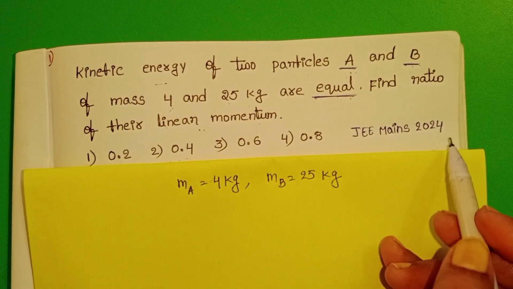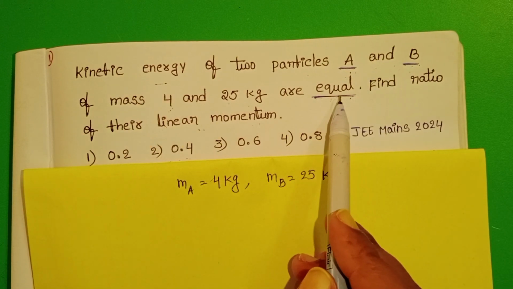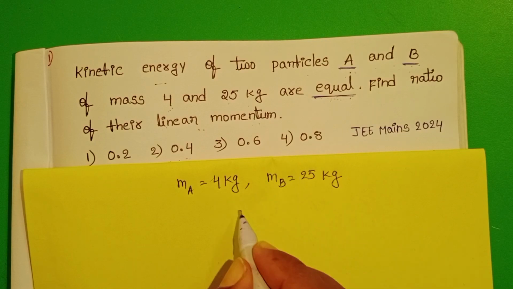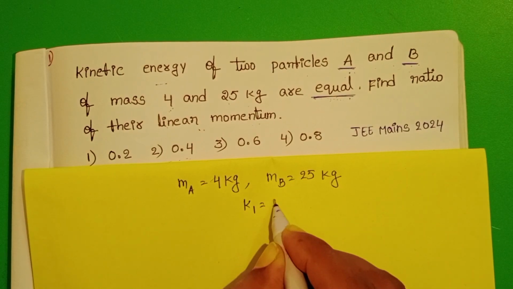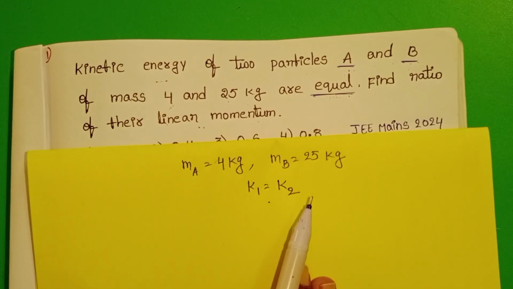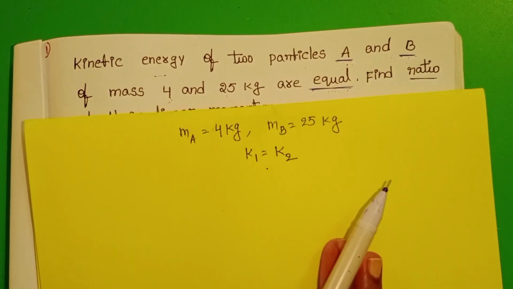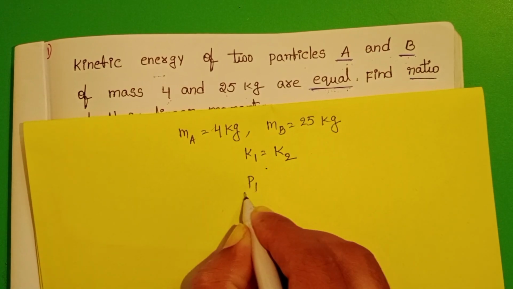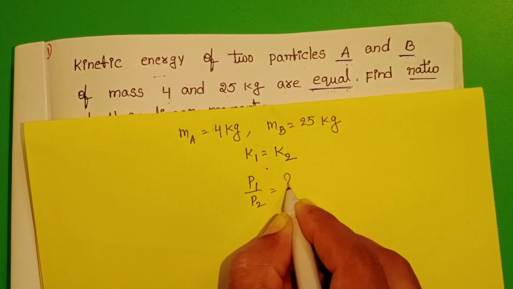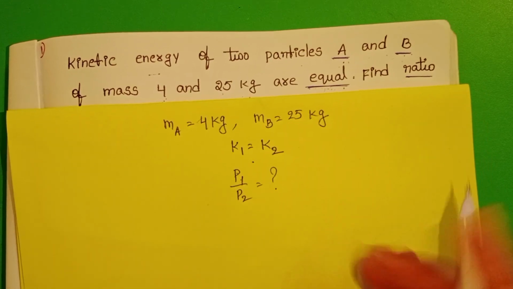The given condition is kinetic energy of these two particles are equal. Kinetic energy of the first particle is equal to the kinetic energy of the second particle. We have to find out the ratio of their linear momentum. What is the relation between linear momentum and kinetic energy?